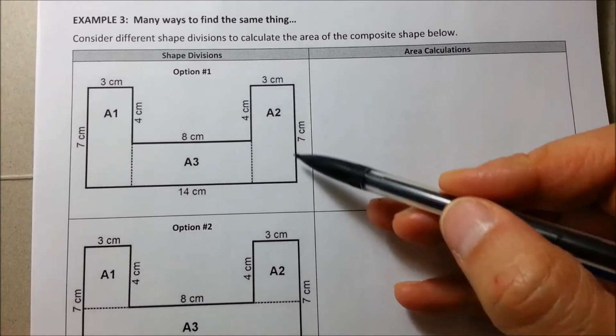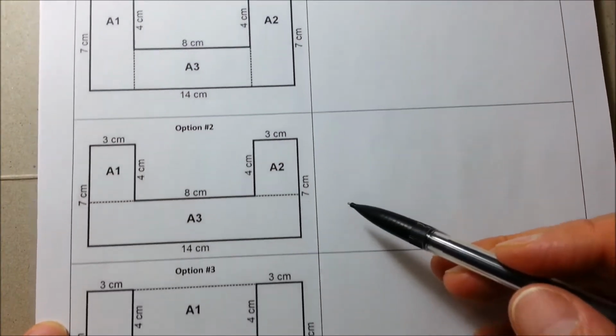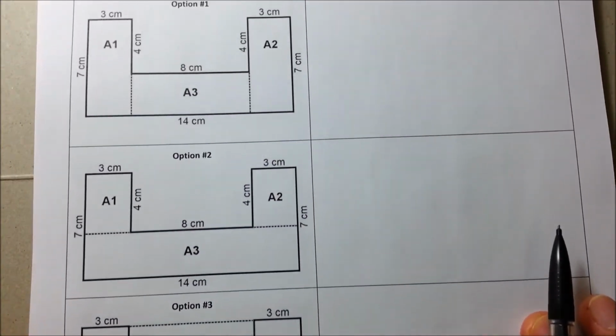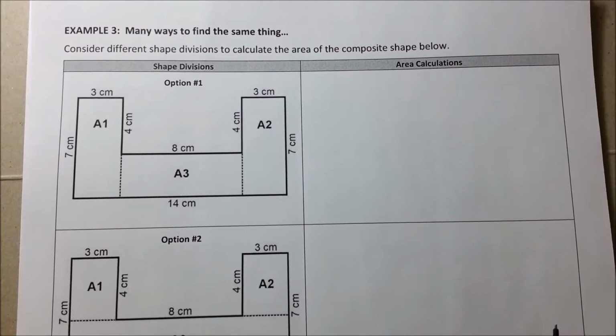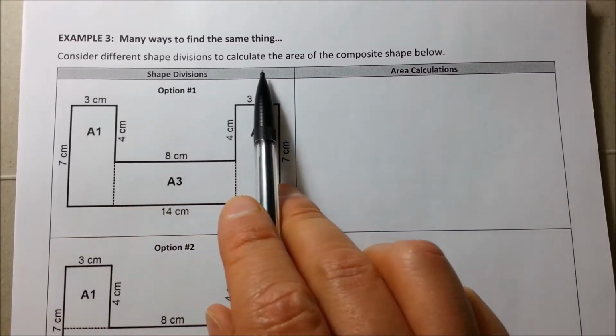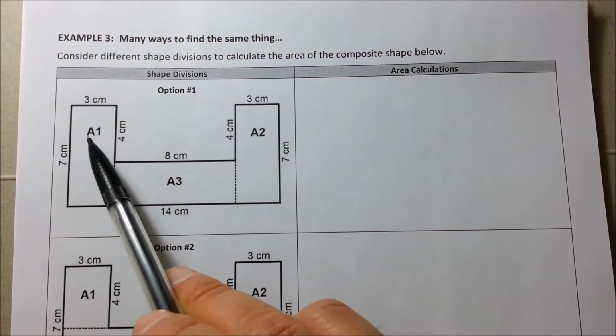So you see this composite shape. It looks like two Lego pieces put together, right? All of these are the same shape. You may want to pause the video and copy them down, but they're different. So consider different shape divisions to calculate the area of the composite shape below. Nicely, they have labeled a shape for us.